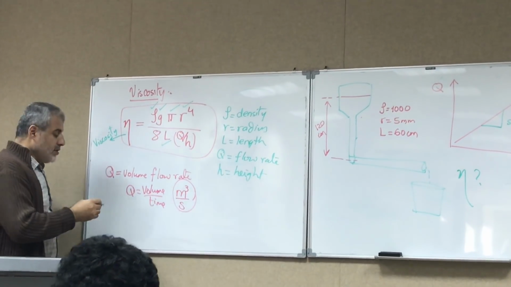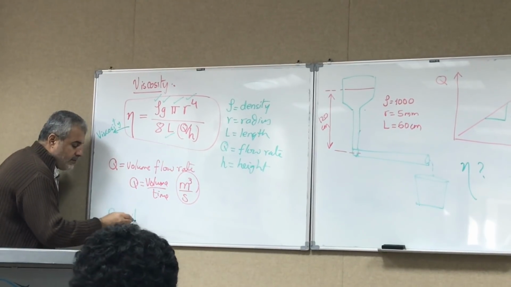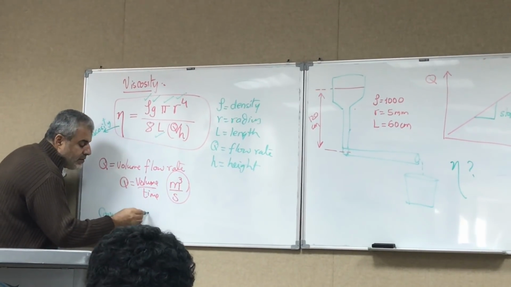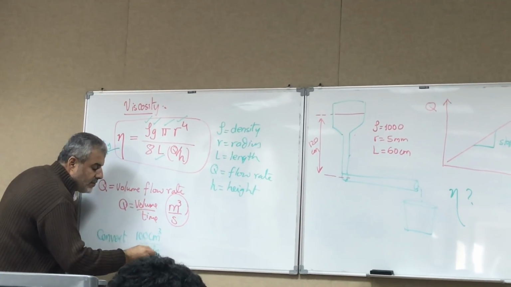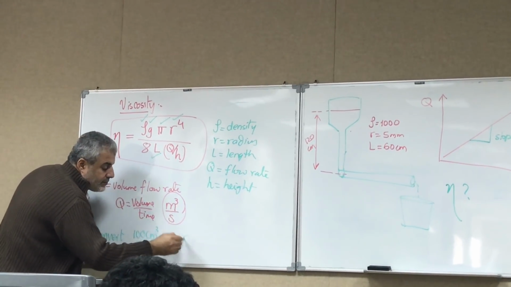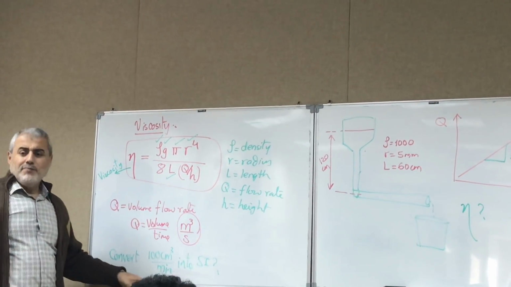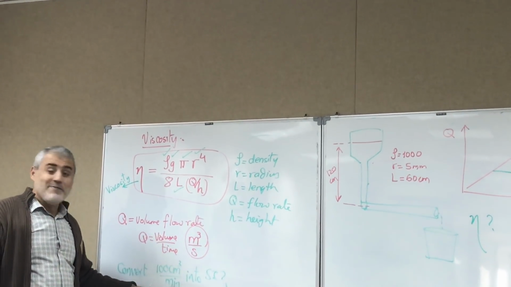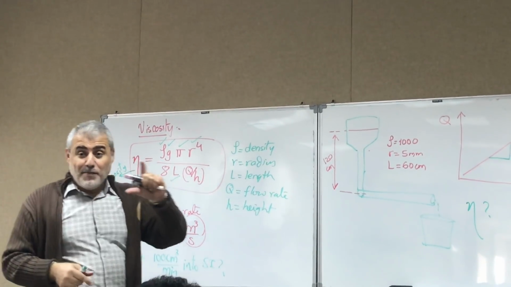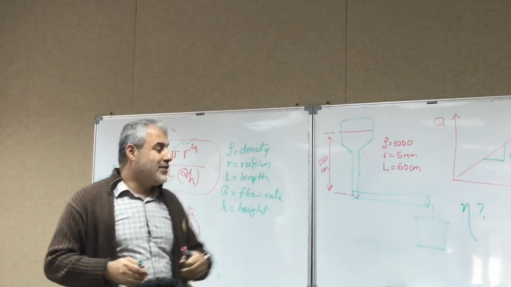If I ask you this question: convert, say, 100 centimeter cube per minute into SI. If you remember the problem, you convert it. We found it in centimeter cube per minute, when we used that stopwatch for 1 minute. So you convert this one.